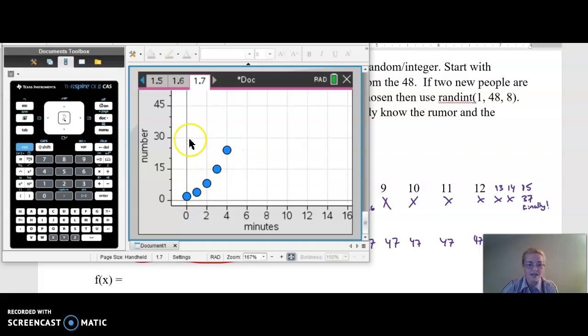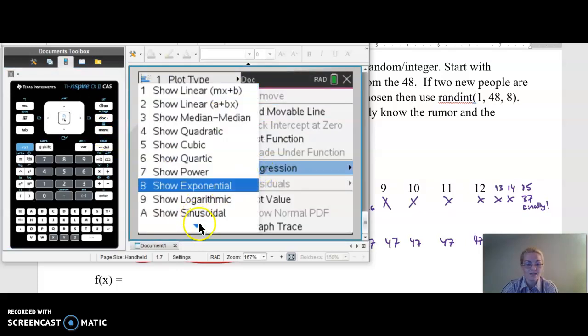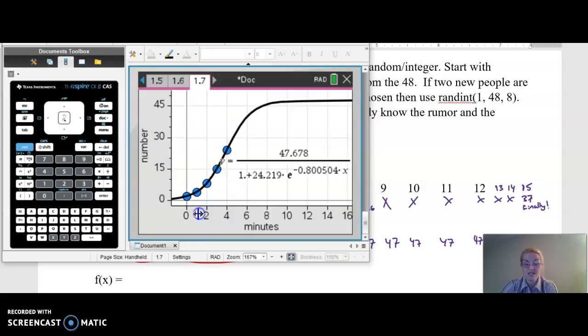Here's what it looks like if I use my menu, analyze, regression, show logistic. Pay very close attention to these numbers. So it's 47.678, that makes sense. 1 plus 24.29, and so on. It looks like it's going to asymptote graphically at about 47.6, which is what happened in my actual real life situation. It took so much longer until the 48th person it finally rounded up.